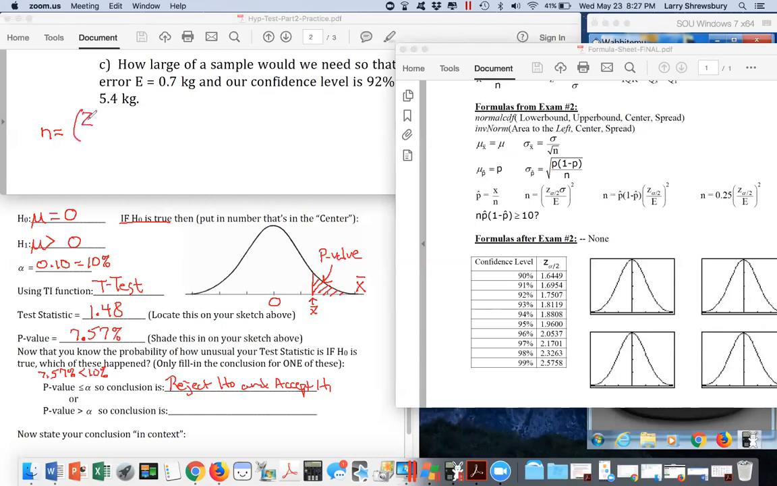And you don't need to do that subscript. You can just do Z sigma all over the margin of error E. And that's to be squared. So now if we're going to do 92%, and I believe that's what it said, yes, 92%. We're going to go over here, and at 92%, our critical value would be 1.7507.